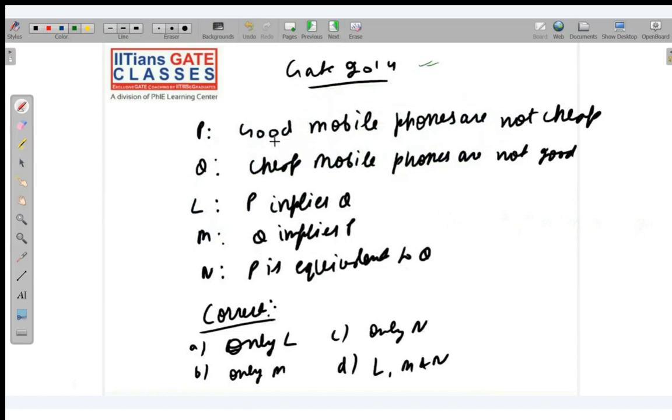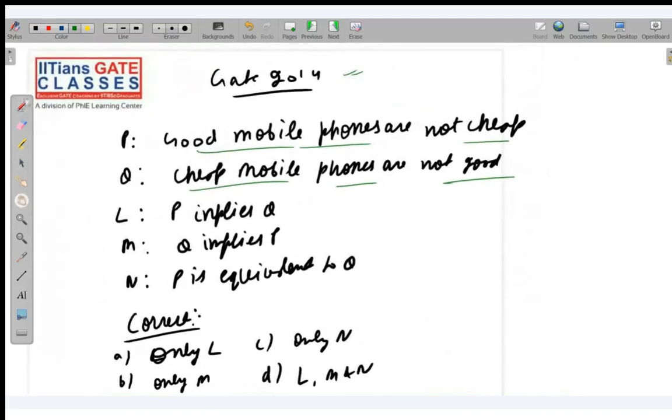A 2014 question. Good mobile phones are not cheap. Cheap mobile phones are not good. So now you have to draw some common sense. I am saying good mobile phones are not cheap, so indirectly what I am saying is, if a mobile phone is good, then it is not cheap. This is a general statement. Good mobile phones are not cheap means if a mobile phone is good, then it is not cheap.